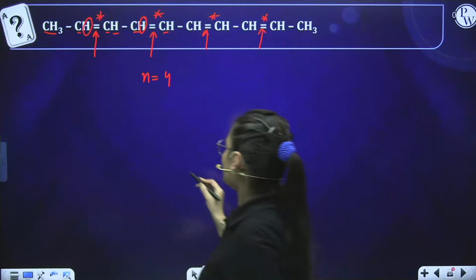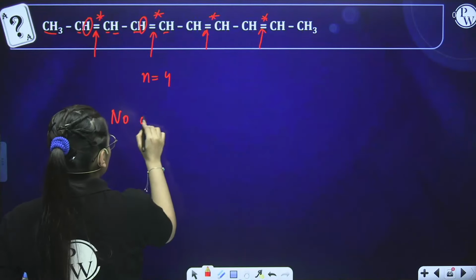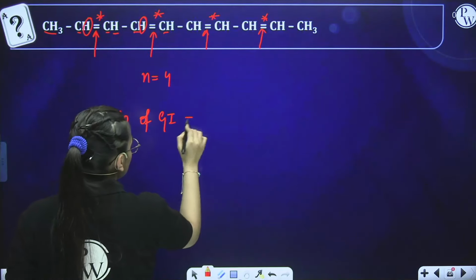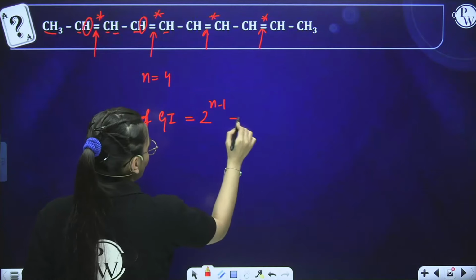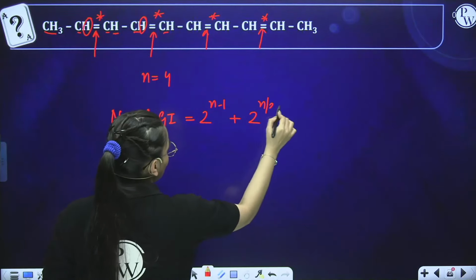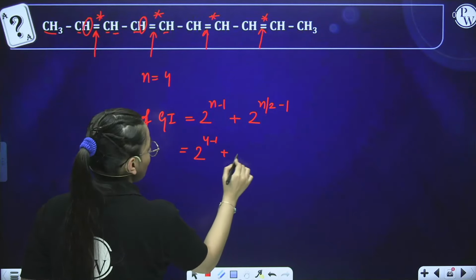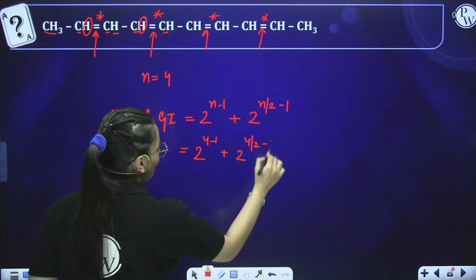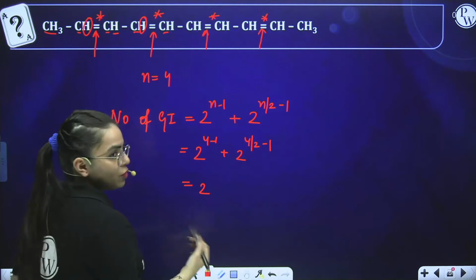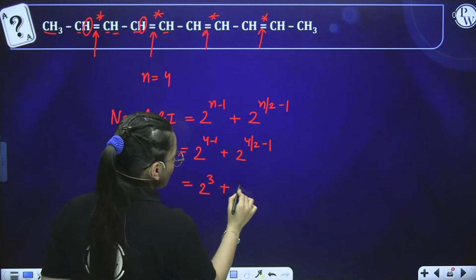So what is the formula we have just done right now? Number of geometrical isomers is equal to 2 raised to the power n minus 1 plus 2 raised to the power n by 2 minus 1. Now n value is equal to 4. So 2 raised to the power 4 minus 1 plus 2 raised to the power 4 by 2 minus 1.